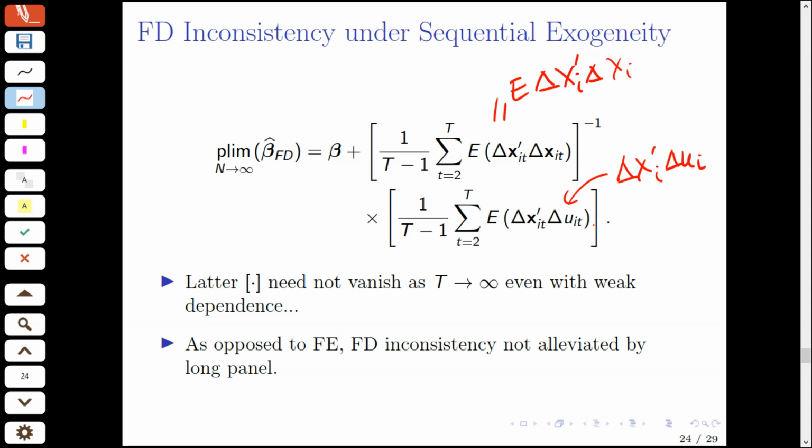Hence, as opposed to the fixed effects estimator, or our analysis thereof, the inconsistency of the first difference estimator is not alleviated by having a long panel. So even if we were to believe or were to have access to a long panel, it wouldn't help us if we were to use first differencing. Hence, up to this point, one may view the fixed effects estimator as having a slight advantage compared to the first difference estimator. However, this advantage is only relevant when we're dealing with long panels, which we're not assuming access to in this course.